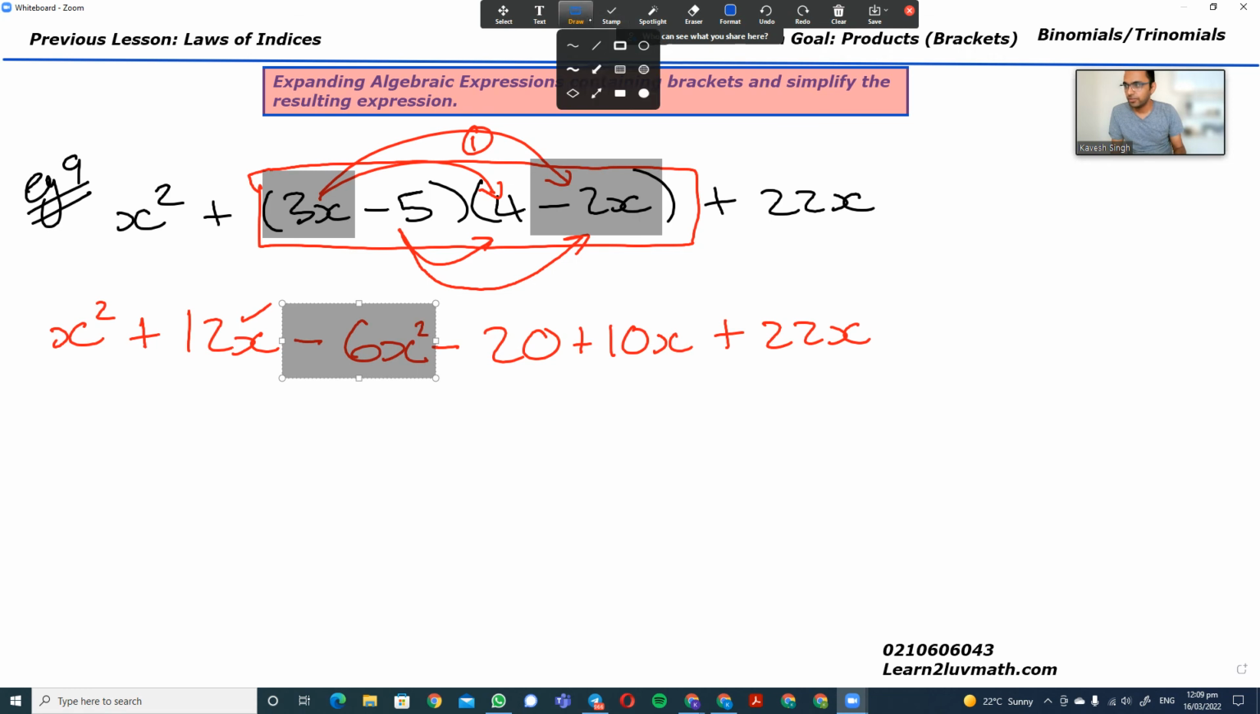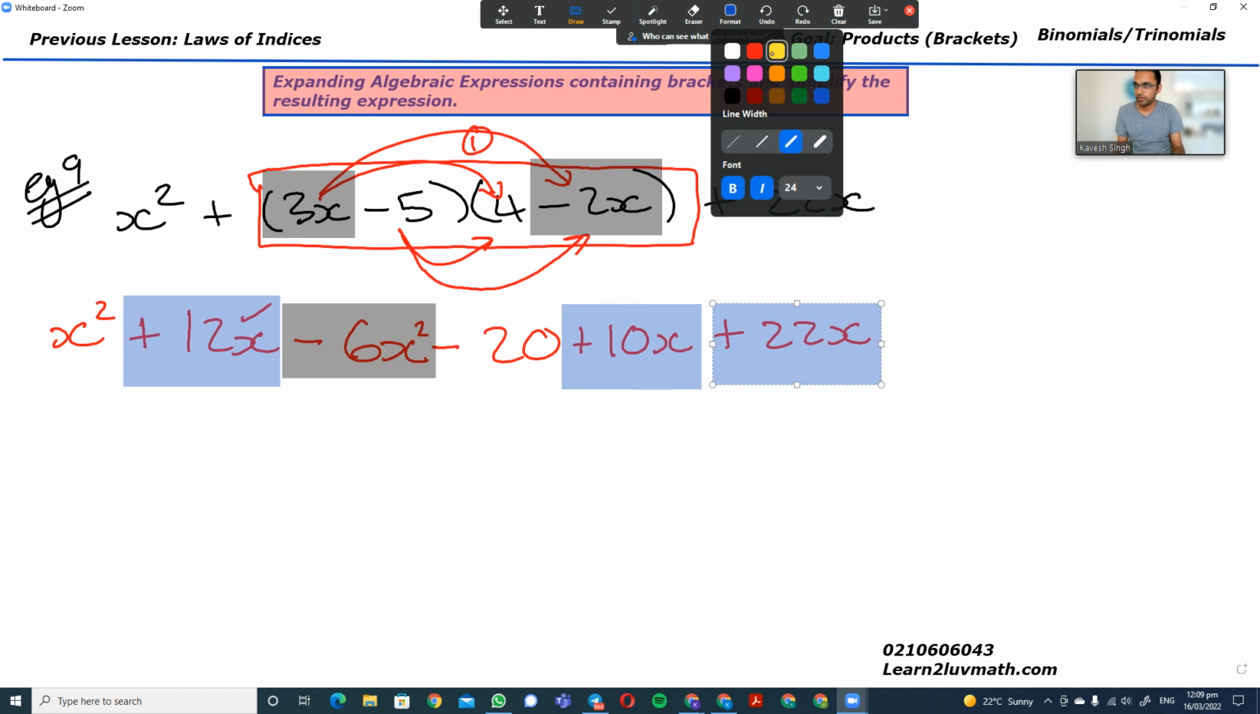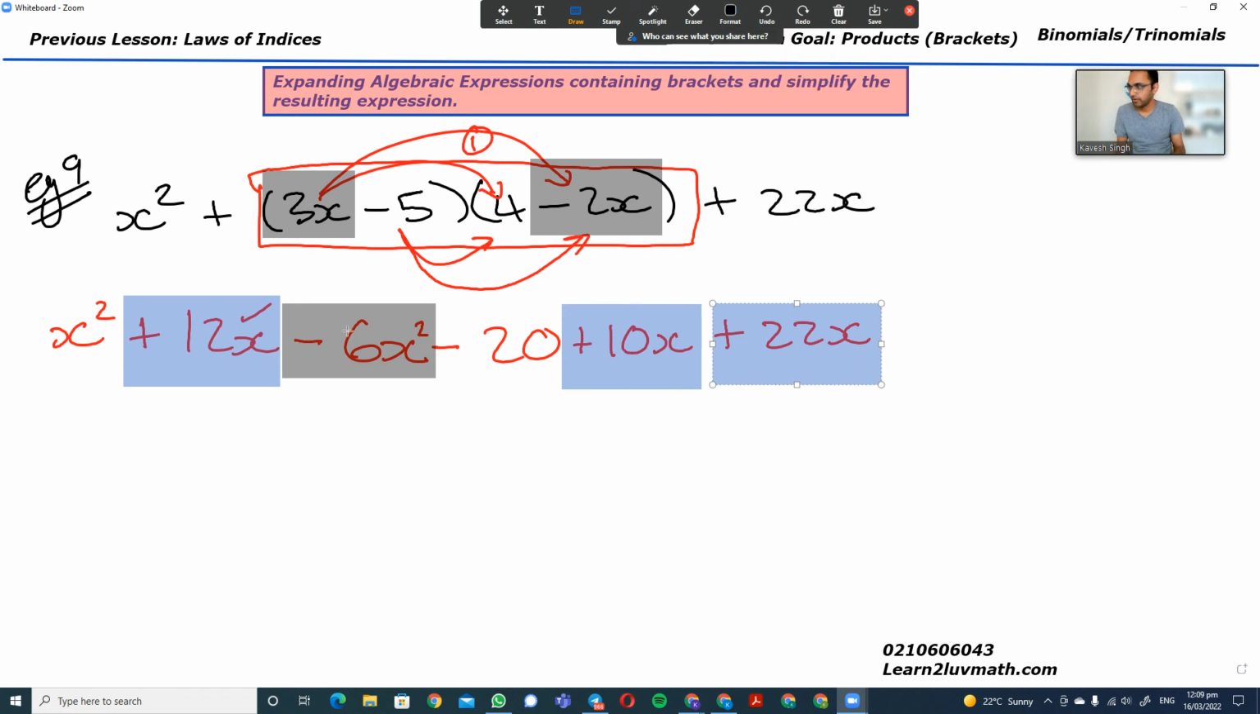Now let's look carefully for the like terms. The like terms I can see are, firstly, 12x and 10x, and we've got 22x. So there's three like terms. At the same time, we have negative 6x squared and x squared at the start. So we can bring those two like terms together. Imaginary 1, so 1 minus 6 will give you minus 5x squared.